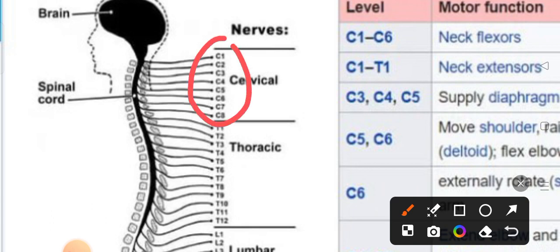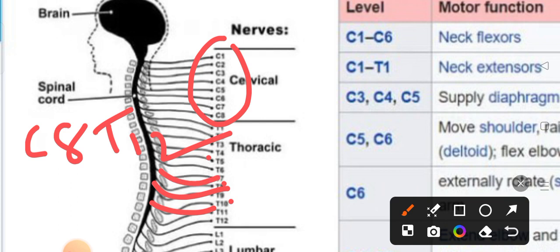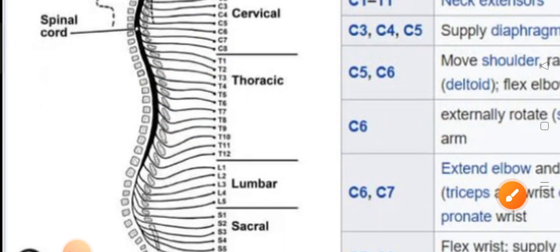Next, coming to the thoracic, T1, T2 up to T12. Cervical is 8. How many thoracic are there? There are 12. Next, coming to the lumbar.